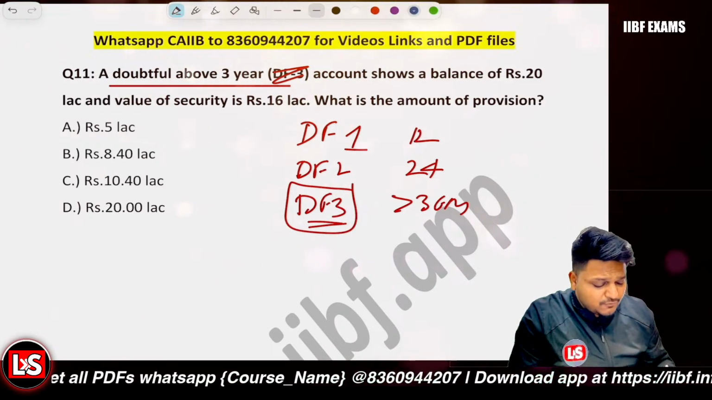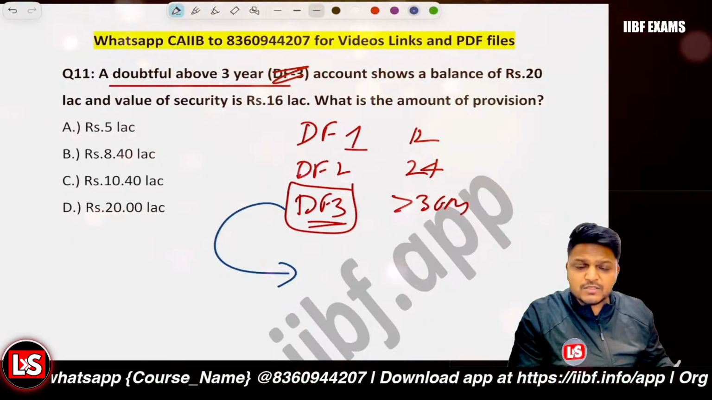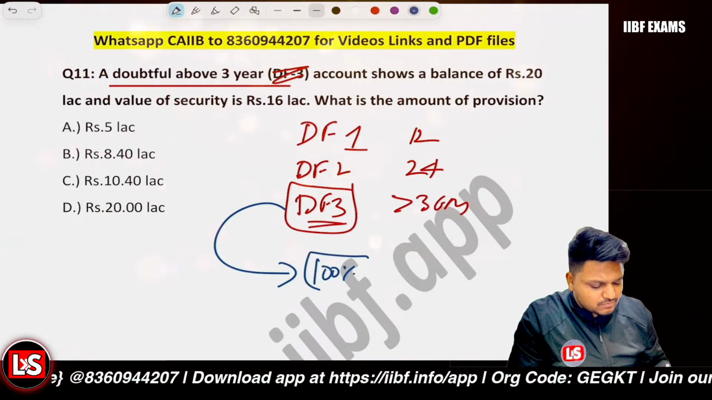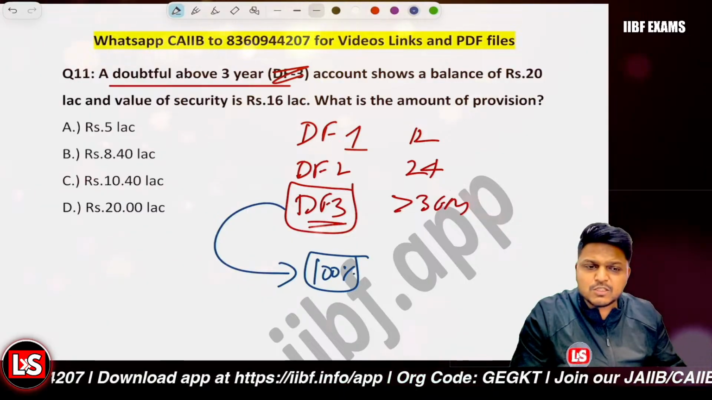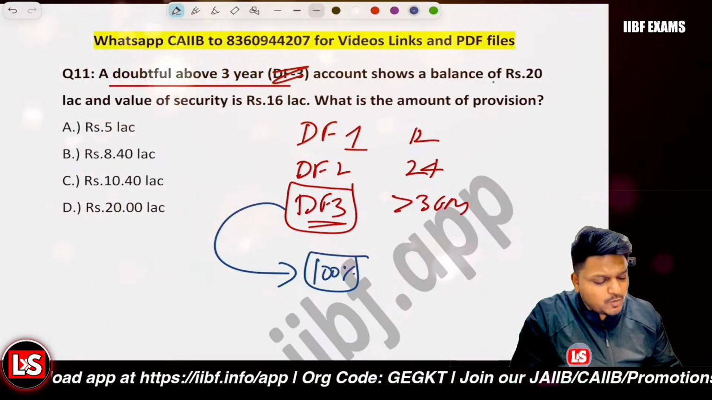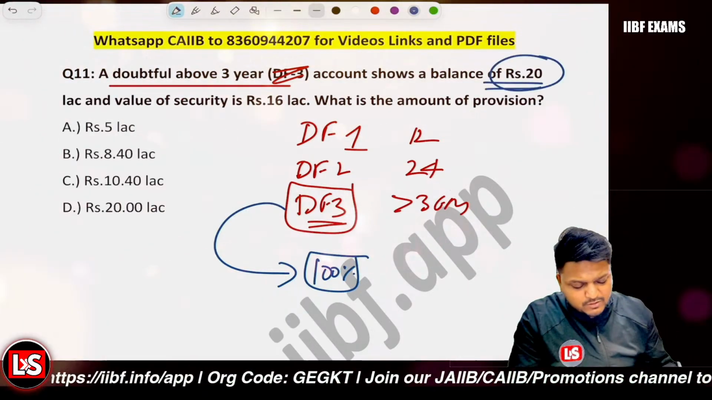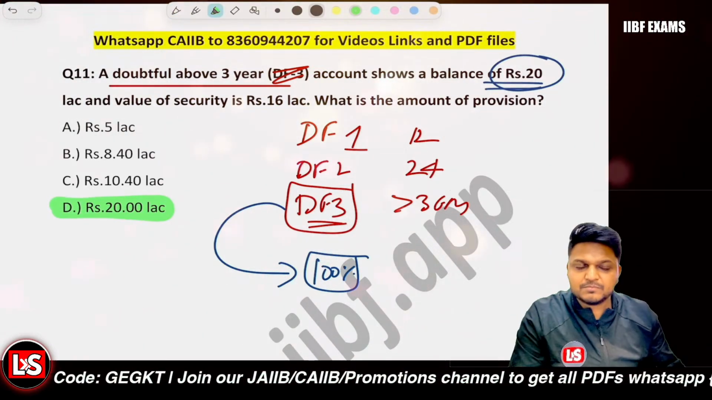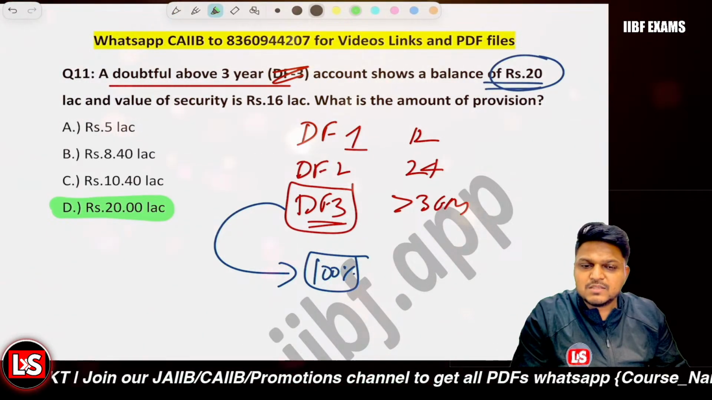If you memorize, for DF3, whether the account is secured or unsecured doesn't matter. We have to maintain 100% of the provision. So here, the loan amount is 20 lakh rupees, so 20 lakh rupees of the provision is to be maintained. The answer is option D.